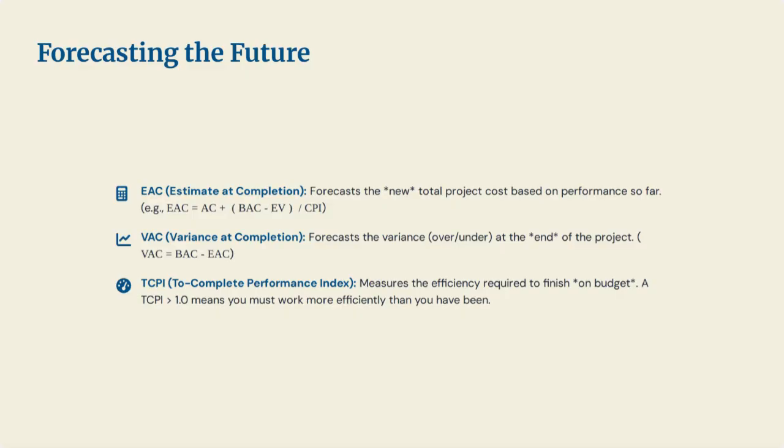Finally, the TCPI, or To Complete Performance Index, is a critical management tool. It calculates the exact efficiency, the CPI, that must be achieved for the rest of the project just to finish on budget. If the TCPI is 1.2, it means the team must be 20% more efficient from this point forward than planned, which is a very high bar.